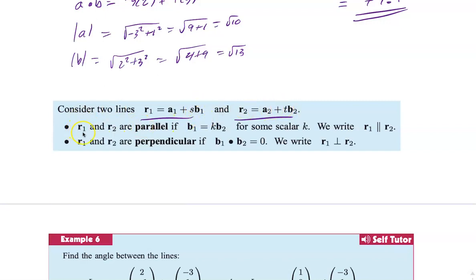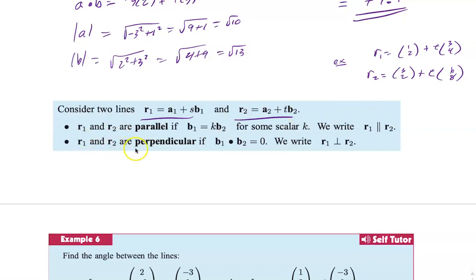So how do I know if two lines are parallel? Well, I check if the direction vectors are parallel. Just to give you a quick example, if I gave you r1 equals (1, 2) plus t times (3, 4), and r2 equals (3, 2) plus t times (6, 8), these are parallel because this is just a multiple of that one. If I multiply this vector by 2, I'd get this vector. So that's how you tell two things are parallel, if their directions are parallel to each other. Remember, parallel just means one's a multiple of the other in vector notation.